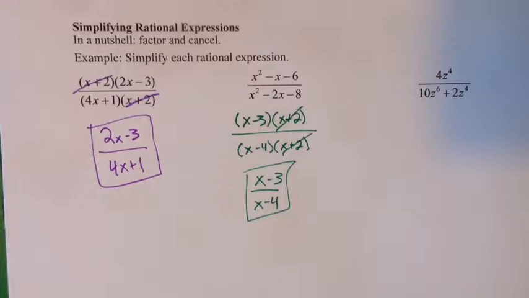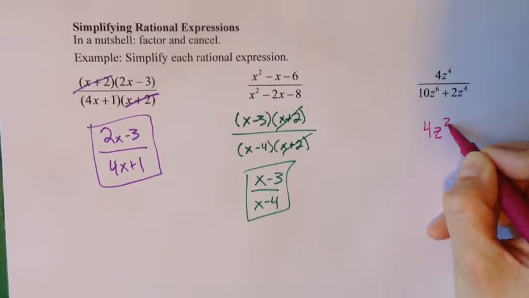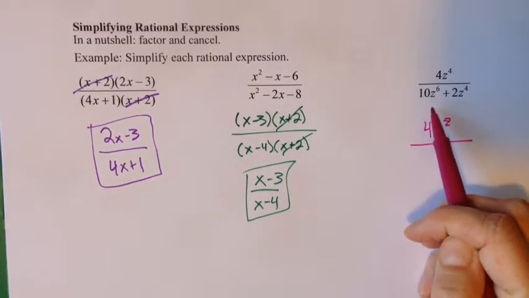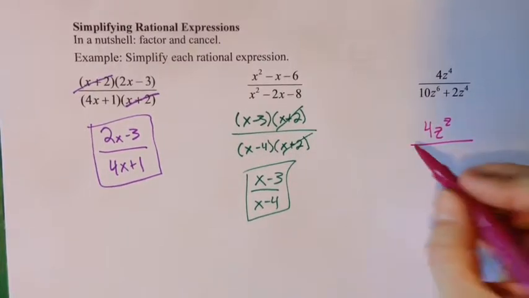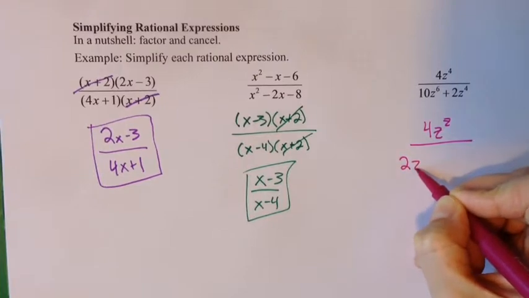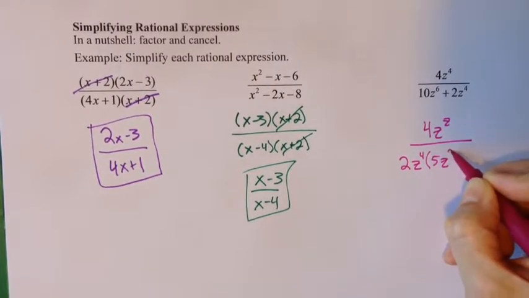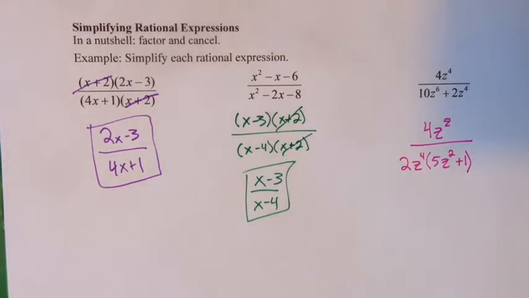In my third example here, I look at my numerator and see that I have only one term. So I'm not going to do anything to try to factor that just yet. On the bottom, I have two terms. I'm going to first see if I have a greatest common factor to factor out. It looks like 2 goes into both of these things, and they both have a z to the 4th. So I'm going to factor out 2z to the 4th, which leaves behind 5z squared, and don't forget that plus 1 to hold the place of the 2z to the 4th.